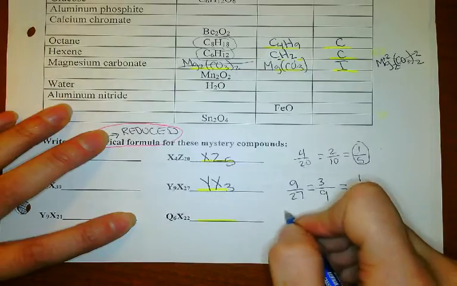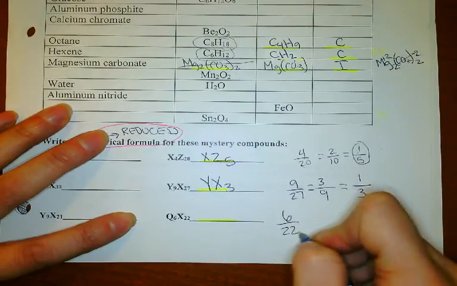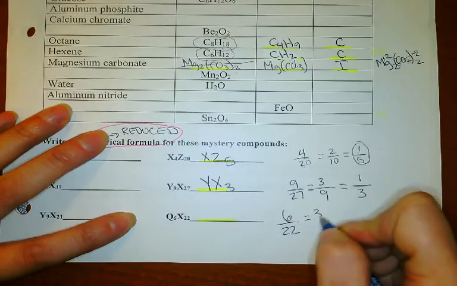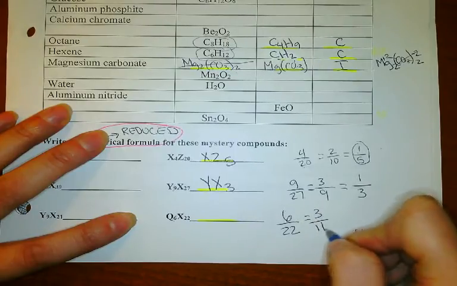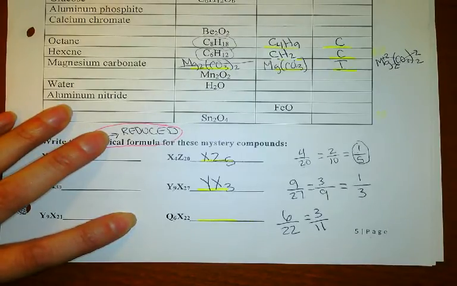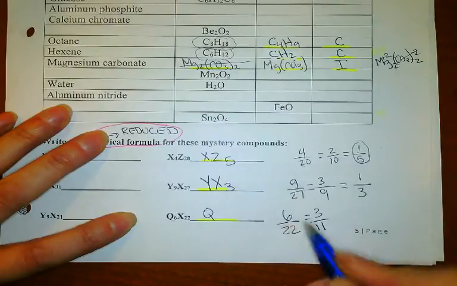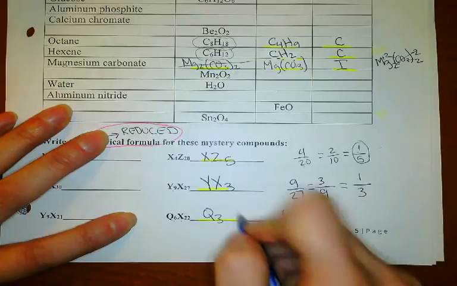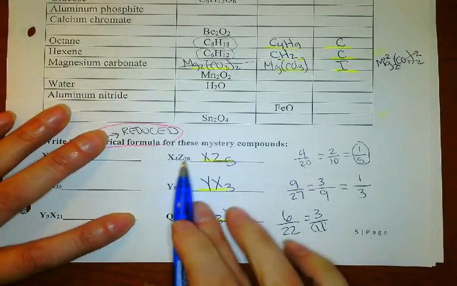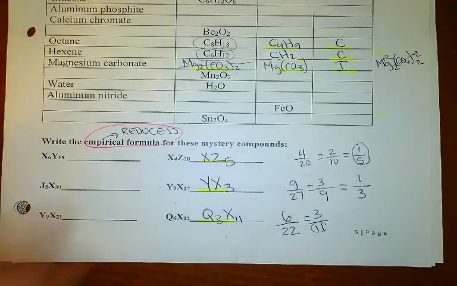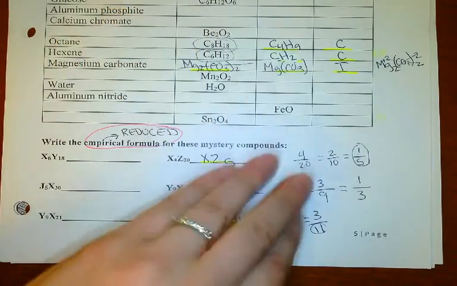And then down here, 6 and 22. 6 over 22. Okay, they're both even. So 6 divided by 2 is 3. 22 divided by 2 is 11. And I can't divide those by 2's. I can't divide them by 3's, so we're done. So that would be Q instead of 6, we'd go 3. X instead of 22, we'd say 11. That's how you go from these pretend moleculars to these pretend simplified empiricals. This is the big focus for today, that you're able to do this.